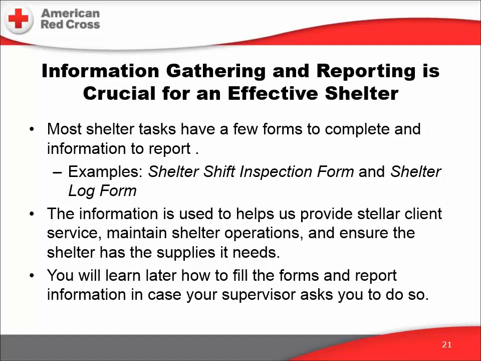Information gathering and reporting is crucial for an effective shelter. Most shelter tasks have a few forms to complete and information to report. Some examples of this are the shelter shift inspection form and shelter log form. The information is used to help us provide stellar client service, maintain shelter operations, and ensure the shelter has the supplies it needs. You will learn later how to properly complete the forms and report information in case your supervisor asks you to do so.